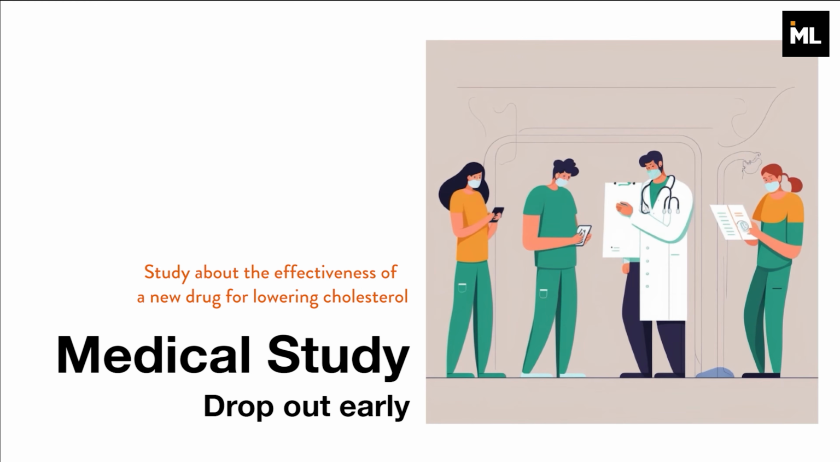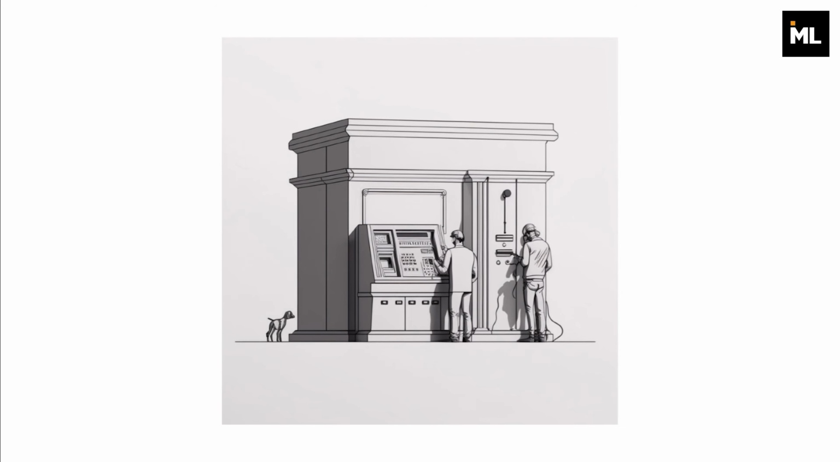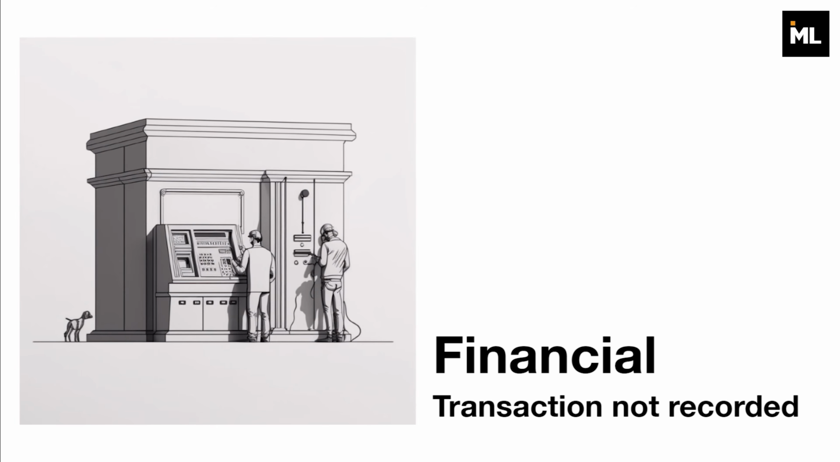A third example of missing data is in financial data sets. In a financial data set, some transactions may not have been recorded properly. This means that the data will be missing information about those transactions. For example, imagine a data set of credit card transactions. Some transactions are not recorded properly. The data will be missing information about those transactions.